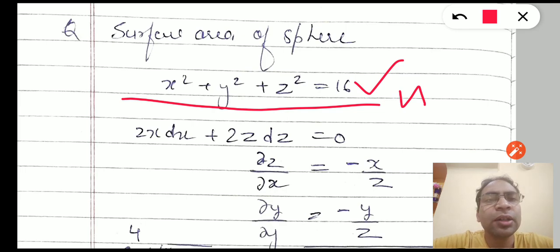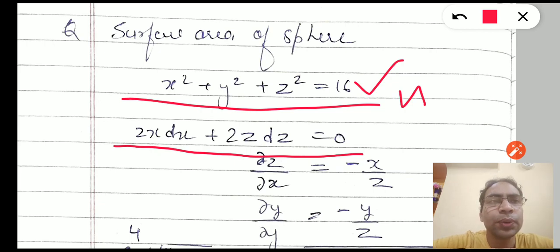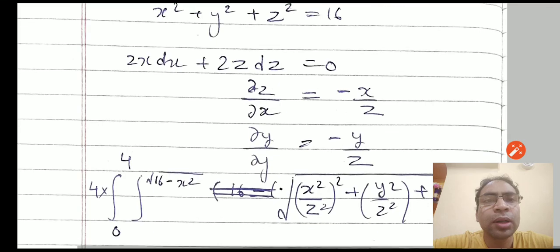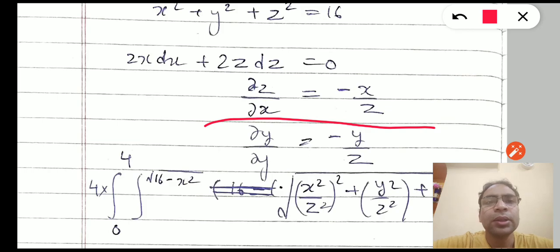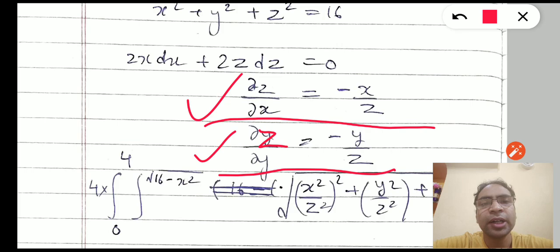So now on differentiating this equation, we get 2x dx plus 2z dz is equal to 0, from which we get del z upon del x as minus of x upon z. Similarly, when we differentiate this equation with respect to y, this is del z upon del y is equal to minus of y upon z. So we have these two values, del z upon del x and del z upon del y, which are required in the equation of the surface area. Now we need to find out the limits.